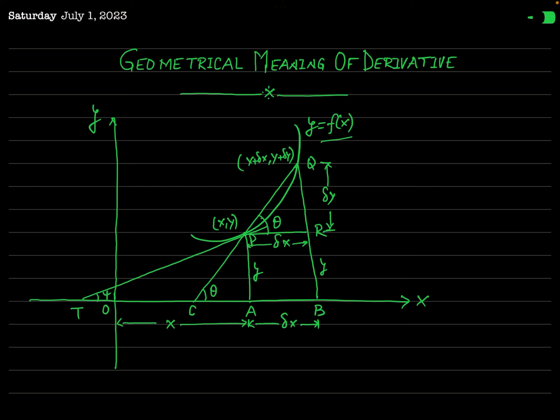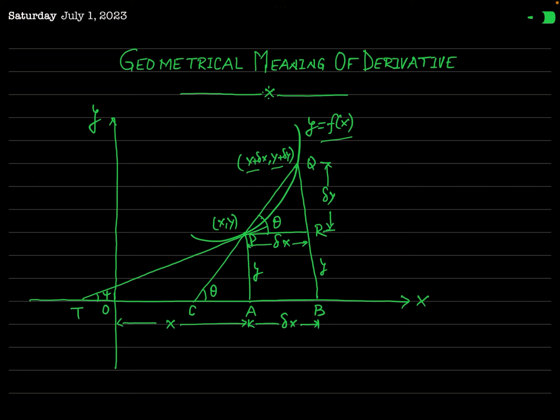Okay, and I have supposed that the coordinates of this point P are x and y, and that of Q are x plus delta x and y plus delta y. It means when you move from point P to Q on this curve, then the x coordinate of the point is changed by delta x and the y coordinate is changed by delta y. So you can also say that this delta x and delta y are the change in x and y coordinates.